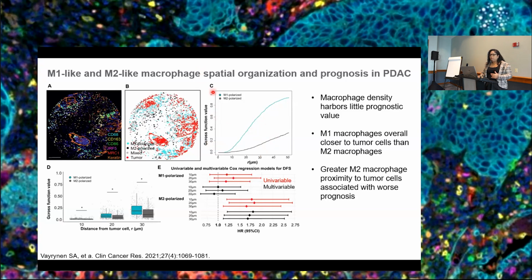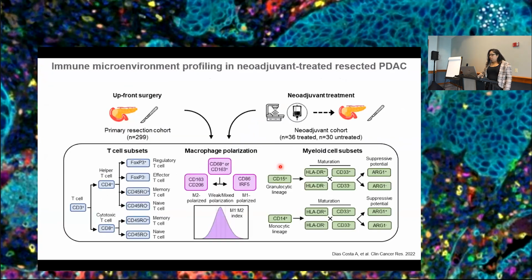So the higher the value here on the y-axis in figure C, the greater the probability of colocalization. So M1 polarized macrophages are closer to tumor cells than M2 polarized macrophages. However, she also found that this has prognostic significance. So M2 macrophages usually are further from tumor. However, when they are closer to tumor, they harbor a worse prognosis. And this was only possible because we had single cell resolution and spatially resolved analysis.